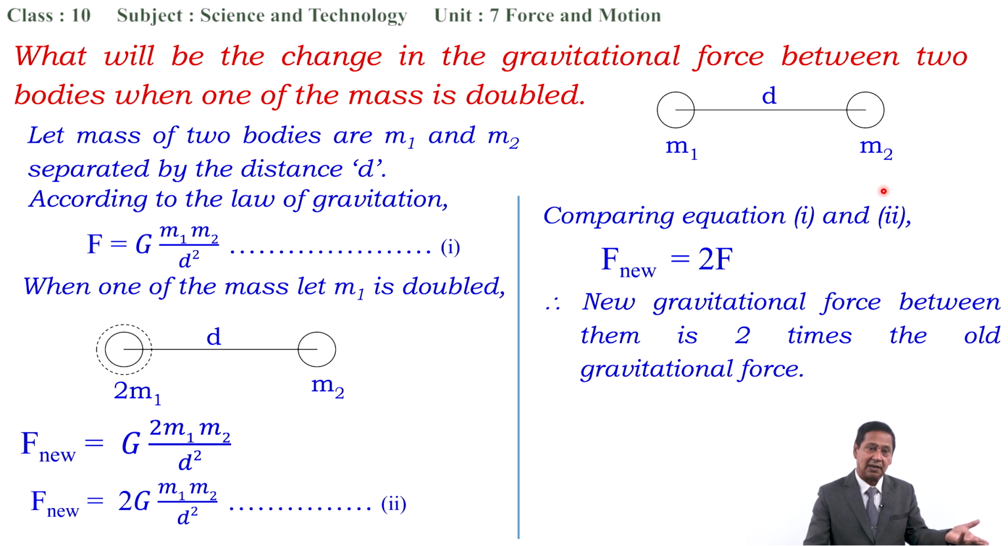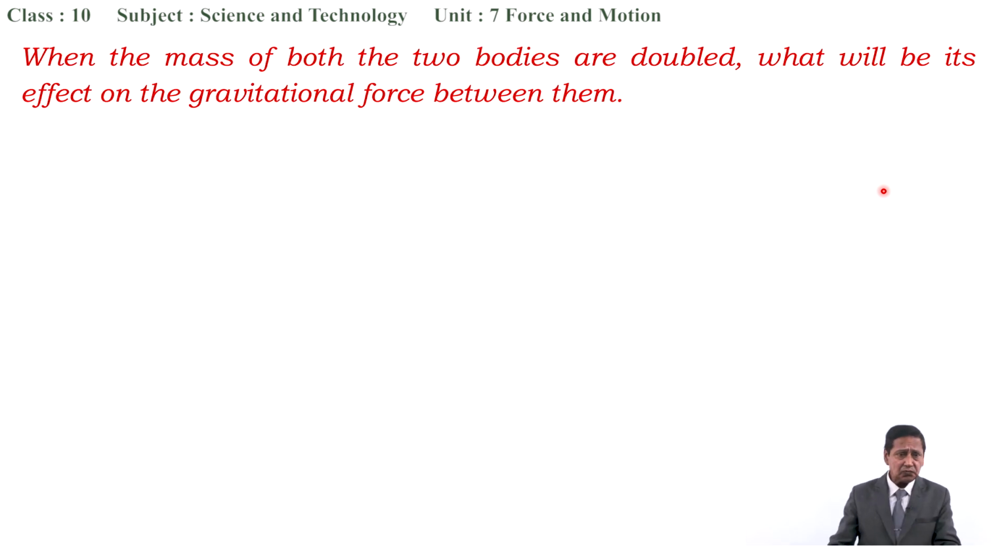Clear? Now let's go through another one. When the masses of both the bodies are doubled, what will be its effect on the gravitational force between them?